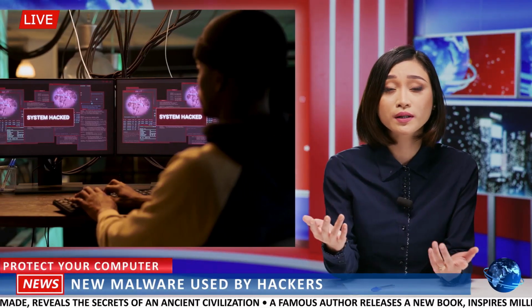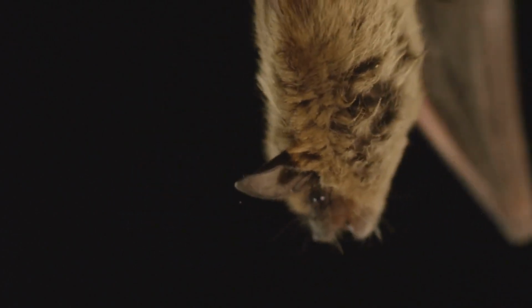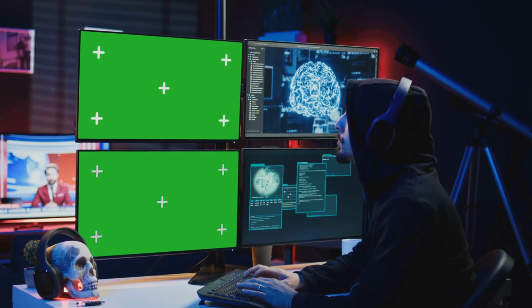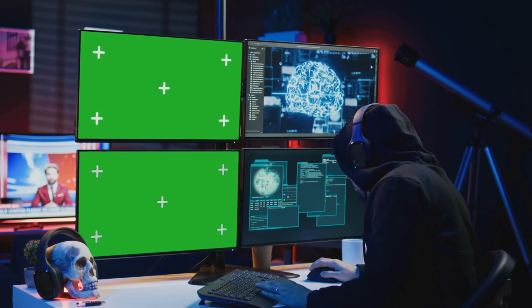Section 4, can you hear your data disappear? Now let's talk about sound. Yes, sound. You know how bats use echolocation to see in the dark? Hackers can use sound in a similar way to steal data. They exploit sound waves, even those we can't hear, to transmit information from your offline computer.